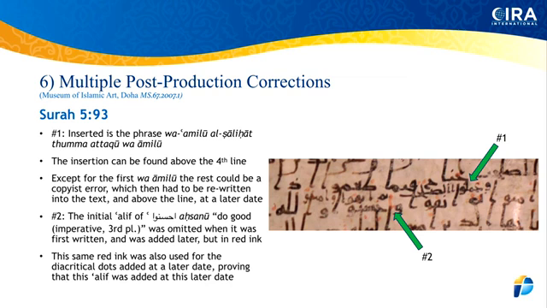The first one you're looking at, look at the green arrow over on the right, number 1. Go ahead and read what they've inserted there. They inserted وَعَمِلُوا الصَّالِحَاتِ ثُمَّ اتَّقُوا وَعَمِلُوا. You can see it's found on the fourth line there, except for the first وَعَمِلُوا. The rest could be a copyist error. That's true. It could easily have been put up there at a later date, which then had to be rewritten into the text and above the line. As I said, at a later date.